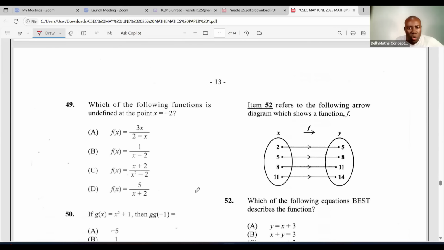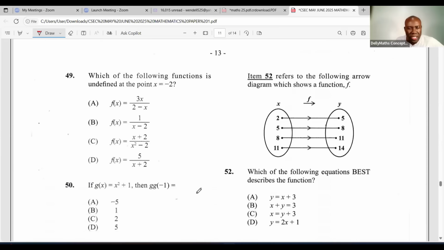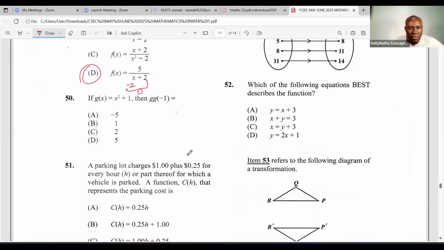Which of the following functions is undefined at x equal to -2? So which one of these will give you a 0 if you put -2 there? So this one. If I put -2 here, I'll get a 0 here, and I can't have a 0 in my denominator. So that's what you're looking for.